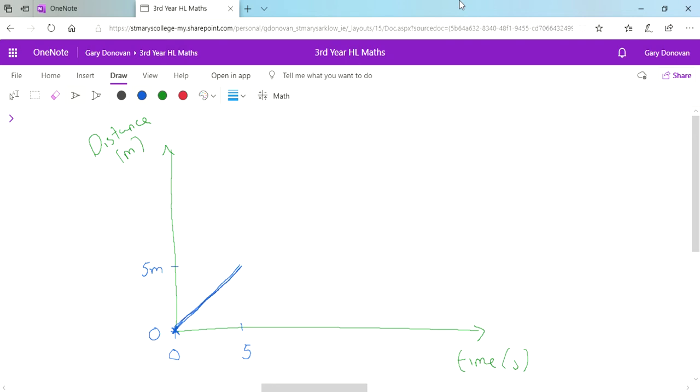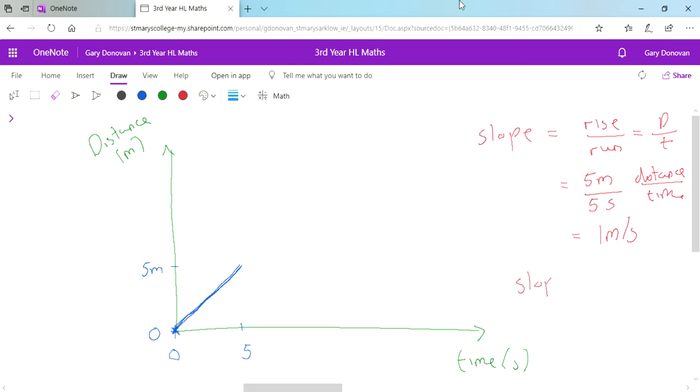Now if we look at this, we could say, well, what if I wanted to find the slope of this line? And the slope of the line is rise over run. Well, what's the rise in this case? It's 5 meters. And what's the run? 5 seconds. And what you'll notice is you're actually dividing distance by time. So the slope equation is the same as distance divided by time. The slope equation is the same as the speed equation. So this will actually give you the speed. So that's a really, really important fact to know.